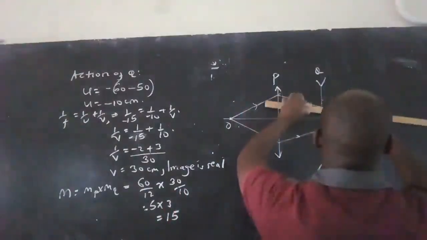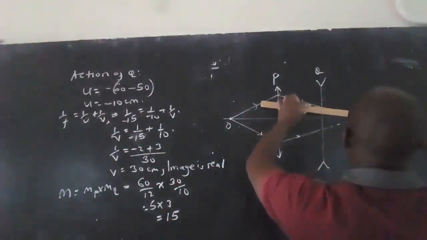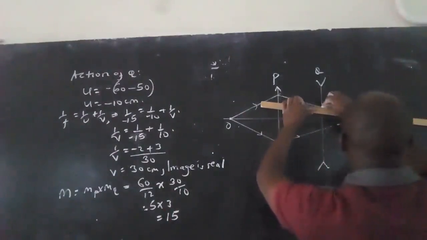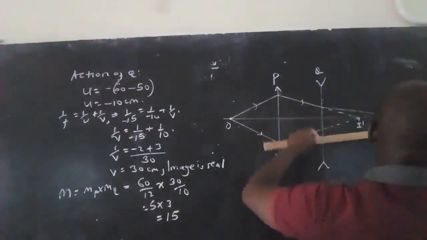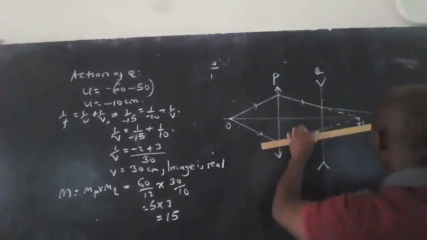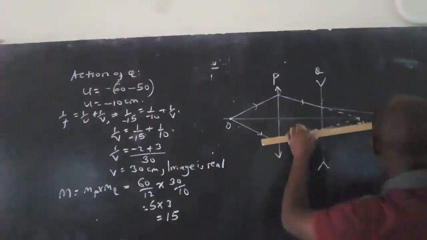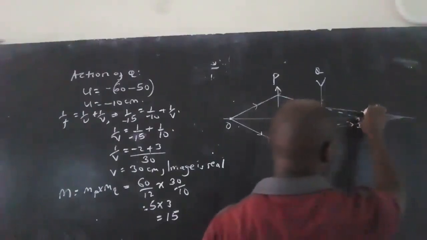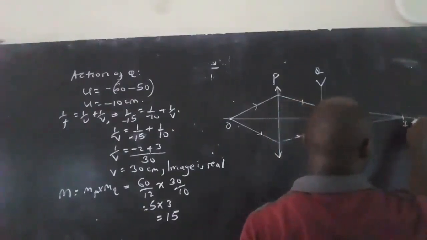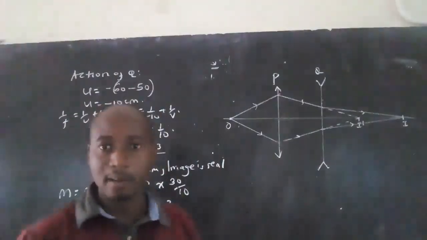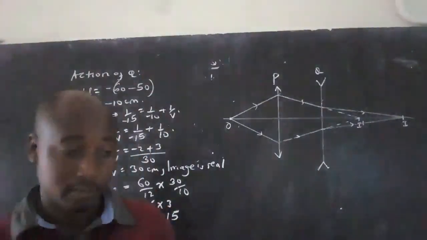So we're going to diverge from here. Here, we diverge. So the image formed is this, the final image. And that is how the ray diagram can be drawn.